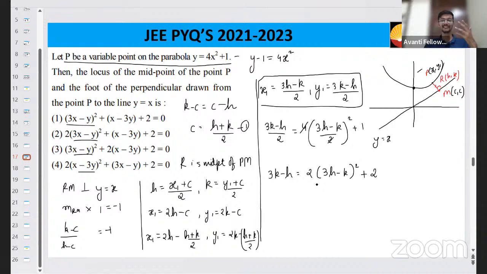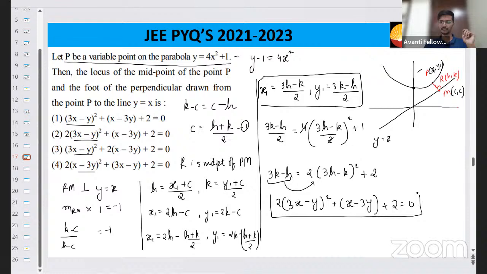So lastly, we have to rearrange. If we rearrange, I get 2 into, and h I can replace with x, (3x minus y) the whole square plus x minus 3y plus 2 equals to 0. I brought this to the left hand side. This is our final answer. I hope it matches with some option. I think 2 into (3x minus y) squared plus x, option number 2. Yeah, so option 2 is our correct answer.